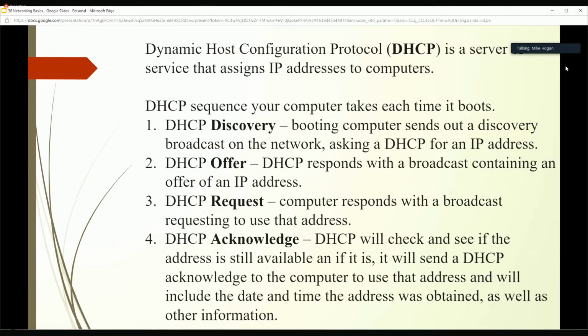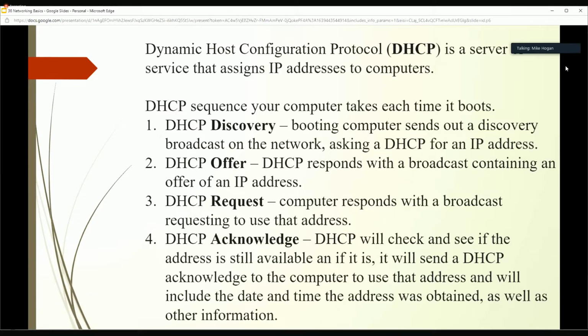The DHCP server will check to see if the address is still available. And if it is, it will send a DHCP acknowledge to the computer to use that address, and will include the date and time the address was obtained, as well as other information. So basically what happens is the host machine comes on, I need an IP address, broadcasts that out, basically yells that across the network. The offer, I've got an available address, how about this one? The request, the computer once again says, hey, let me use it.